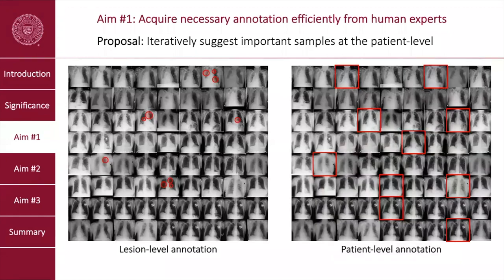So we propose to iteratively suggest the important samples at the patient level. By transitioning from lesion-level annotation to patient-level annotation, the doctors no longer have to go through the same patient multiple times to detect all the diseases that the patient might have, but can go through once and annotate all the diseases simultaneously. It will significantly speed up the annotation efficiency. Okay, that's the end of the M1.